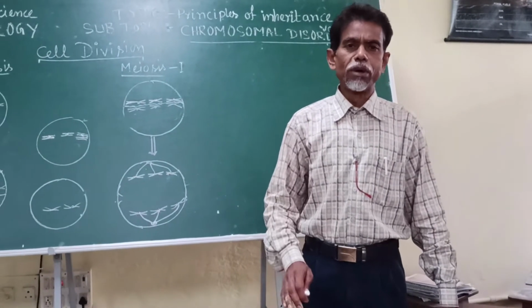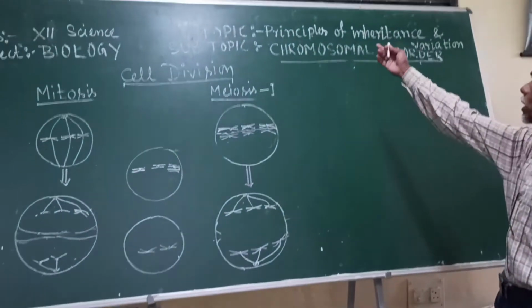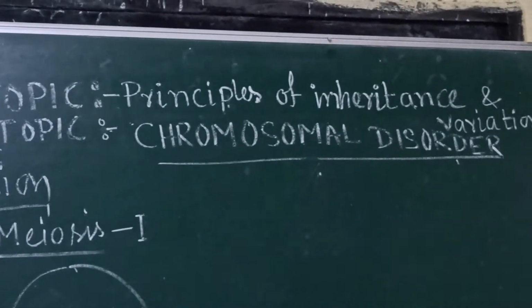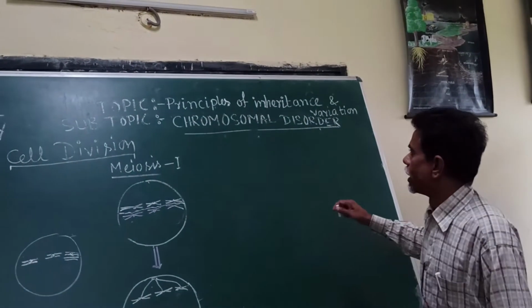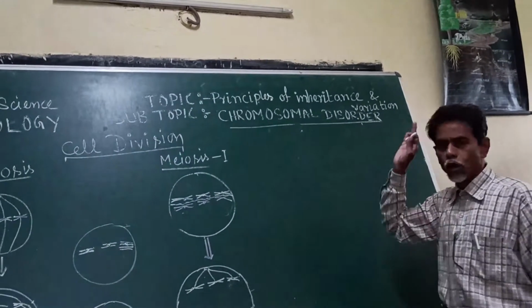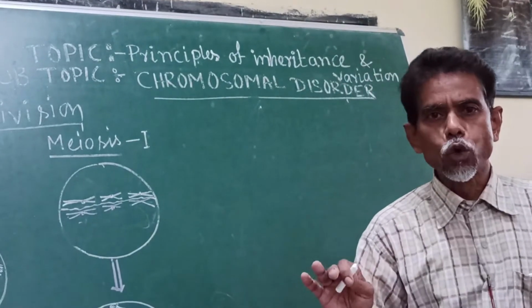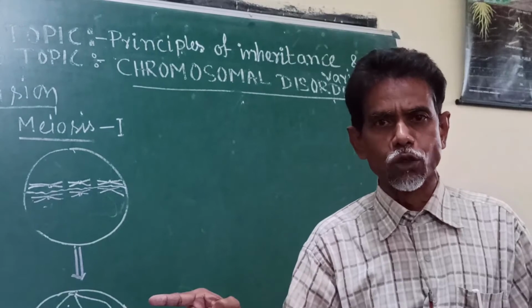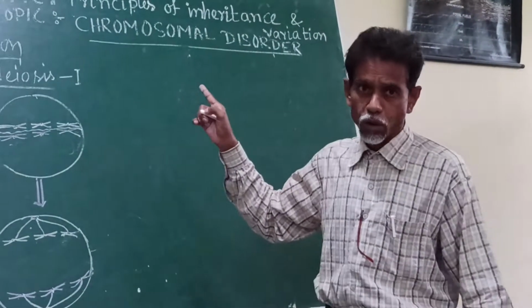So in continuation with my previous class, the topic principles of inheritance and variation, the last portion today we shall be discussing, that is chromosomal disorder. In my last class we talked about genetic disorder, otherwise called Mendelian disorder, and today we shall be talking about chromosomal disorder.